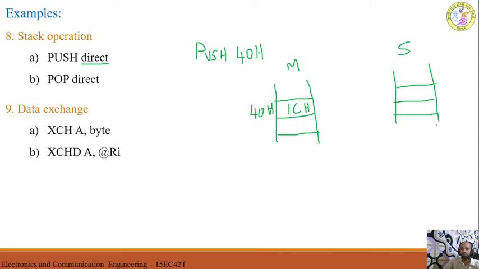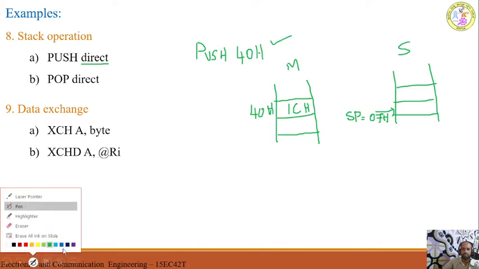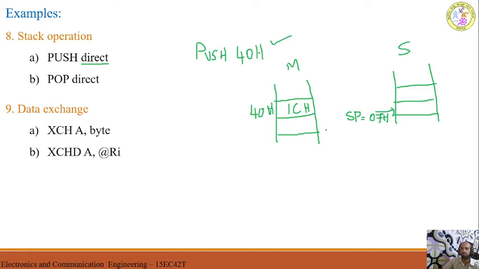Now if you write push, SP is pointing to some memory location. I know that SP is the pointer register for the stack memory, and by default after the reset condition the content of SP is always 07H, which is the register R7 of bank 0. This is where SP is pointing. Now as soon as you execute this instruction, what will happen?